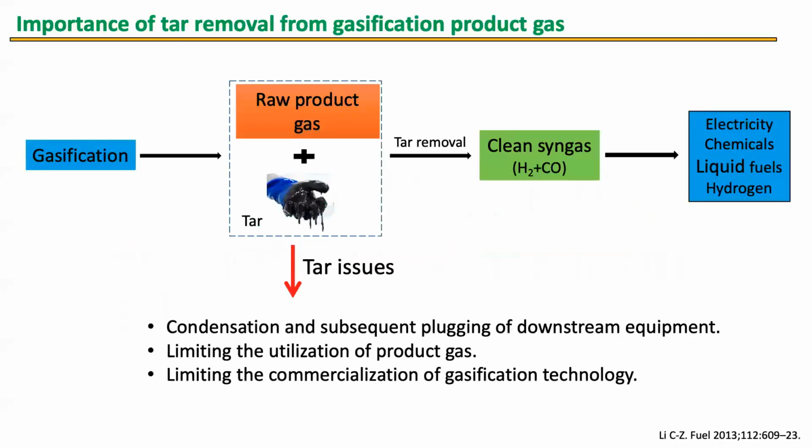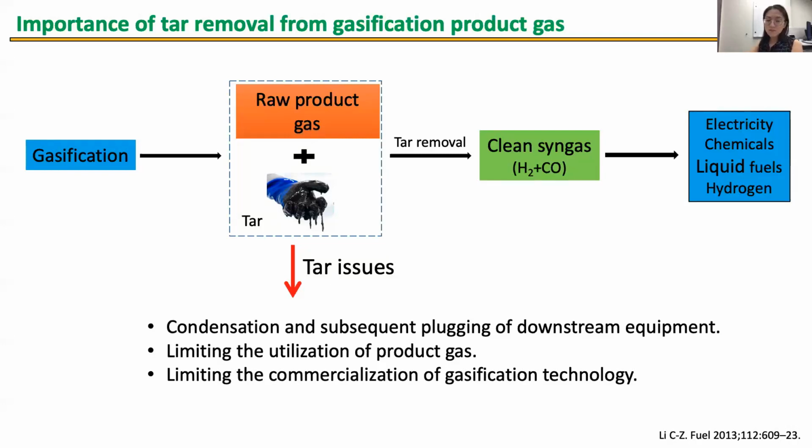conclusions. So, first of all, why we need to remove tar from gasification product gas. We know that gasification is an effective technology that converts solid fuel to syngas, which can be further used for electricity generation and the production of chemicals and liquid fuels. However, the raw product gas from gasification usually contains a certain amount of tar, which determines the further application of the syngas. So we need to remove tar for particular applications.